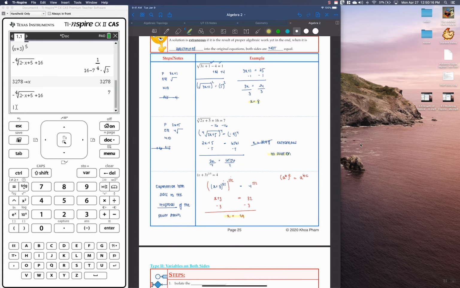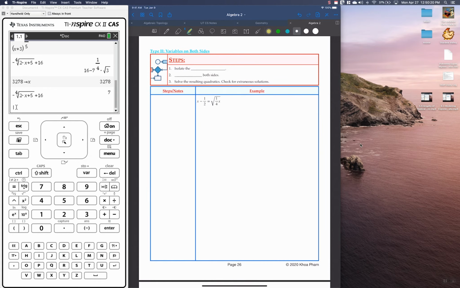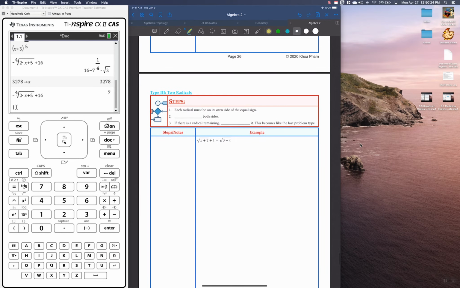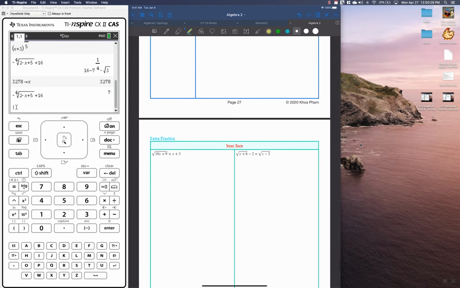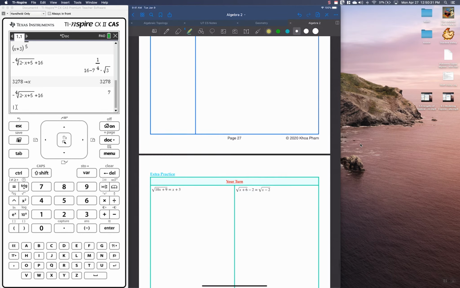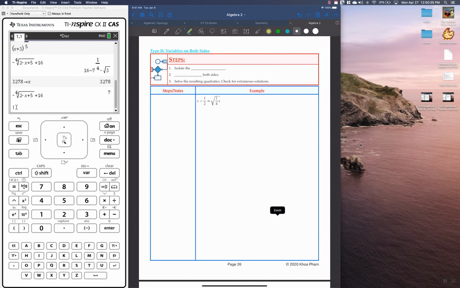Okay, let's keep going. The next part here has variables on both sides, and it's pretty okay. And the last part here has 2 radicals. And then here's just some extra practice problems here if you'd like to do that. Okay, and so, well, let's just go.